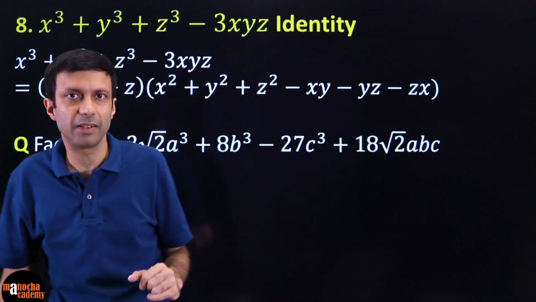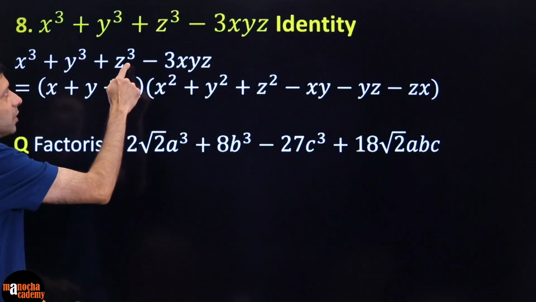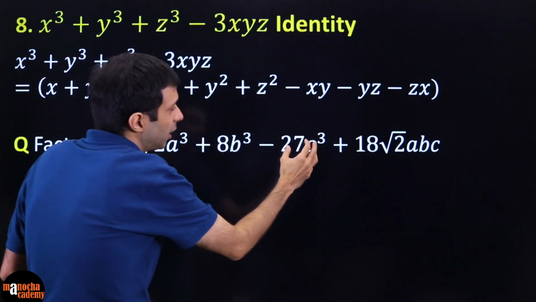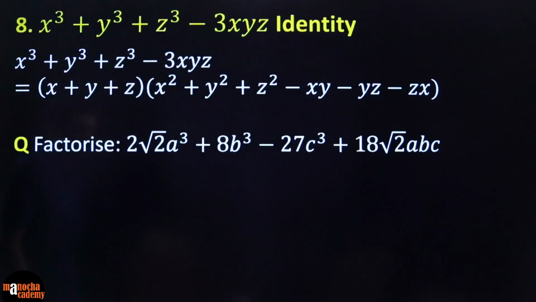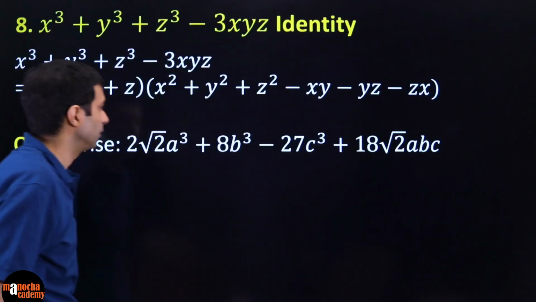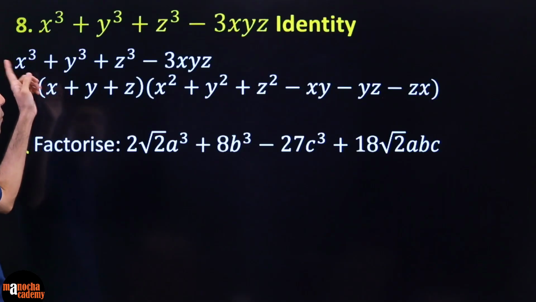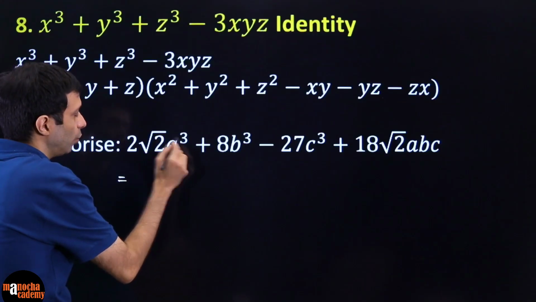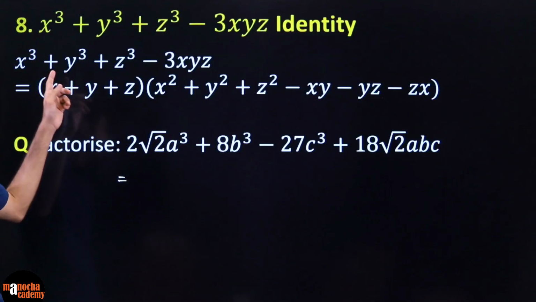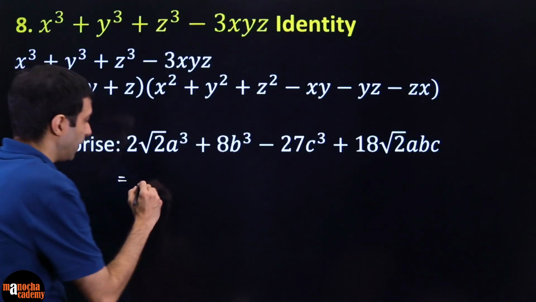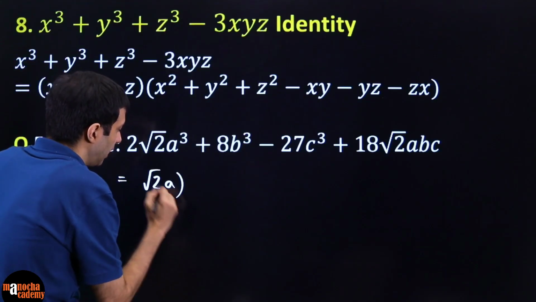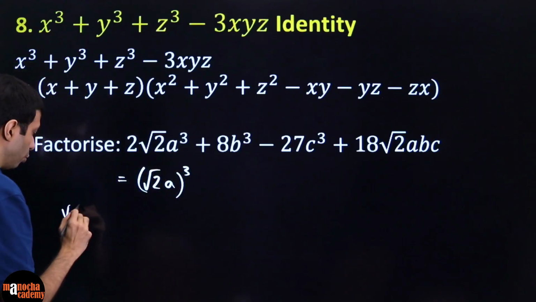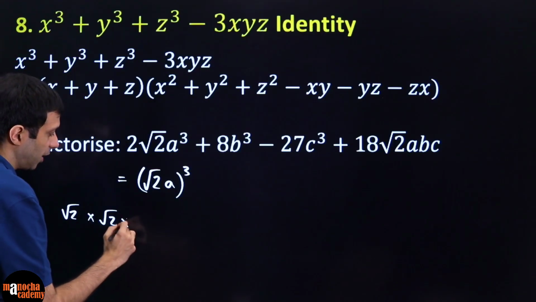How to recognize this identity? You'll have 3 cube terms and this x, y, z kind of term. Can you see there's a cube, there's b cube, there's c cube, and then there is this term here. Now take a look carefully. The identity is of the form x cube plus y cube plus z cube. So let me start writing this. 2 root 2 a cube. Is it a perfect cube? Yes, if you write this as (root 2 a) whole cubed, because a times a times a will give you a cube, and if you multiply root 2 times root 2 times root 2, what will you get?